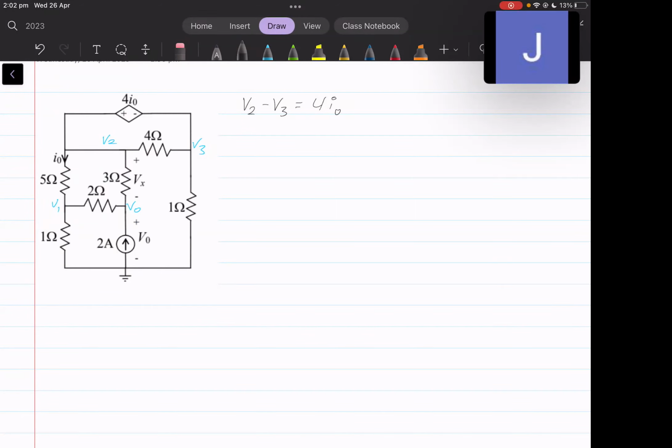So if we start with V0, we can look at the current flowing in, which should be 2 amps. And then we can make that equal to the currents flowing out. The first current flowing out would be across the 3 ohm resistor. So we have V0 minus V2 on 3, then V0 minus V1 on 2. That's the first equation.